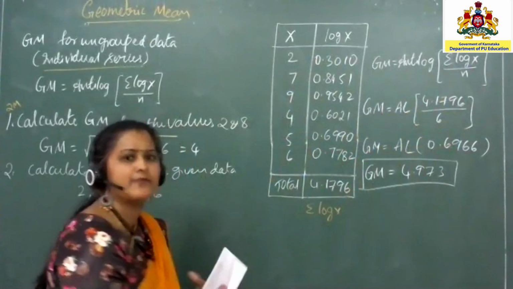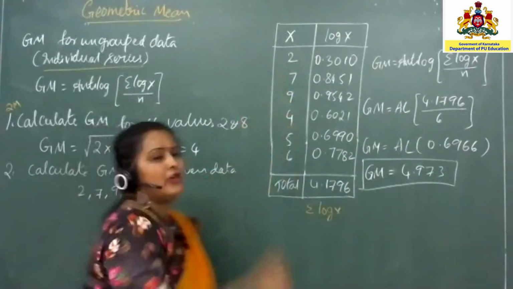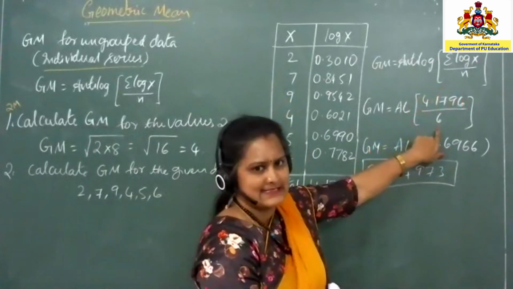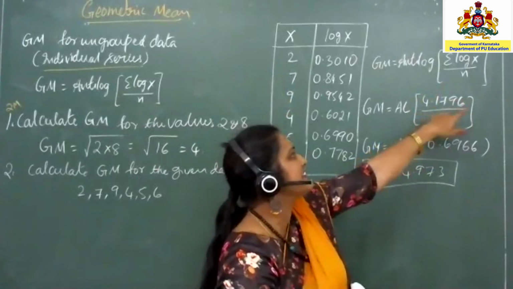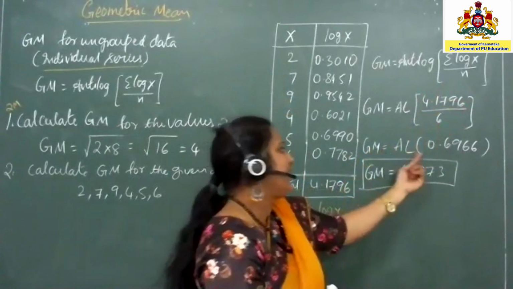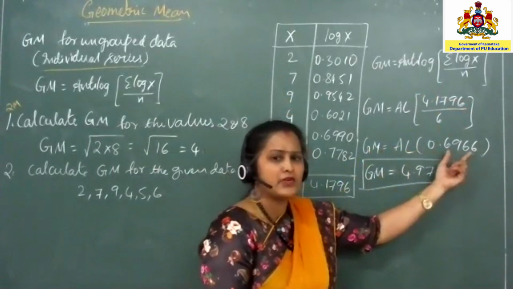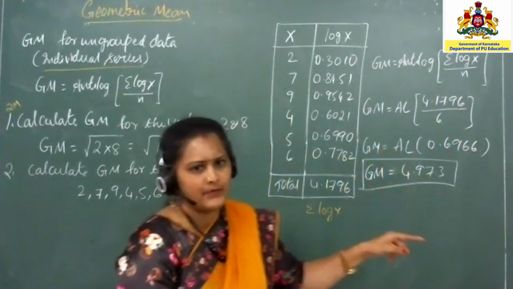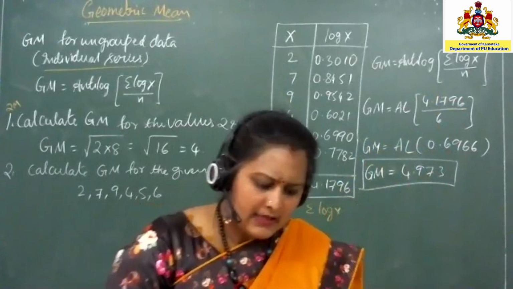So how many observations do you have here? 1, 2, 3, 4, 5, 6. So in the denominator n, I have written 6. So geometric mean is equal to anti-log of 4.1796 divided by 6. The value is 0.6966. So anti-log of this. You need to see the anti-logarithm tables, and check them from the book.